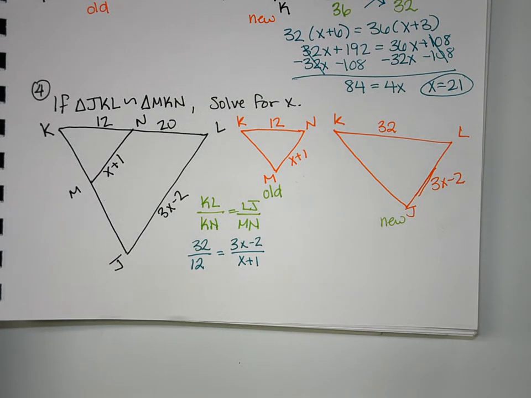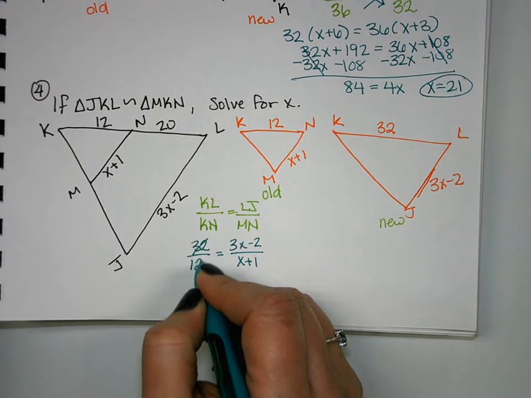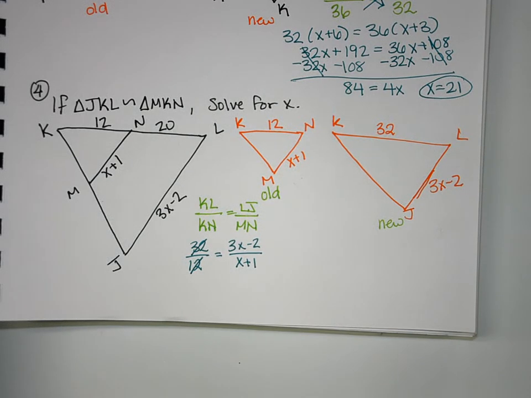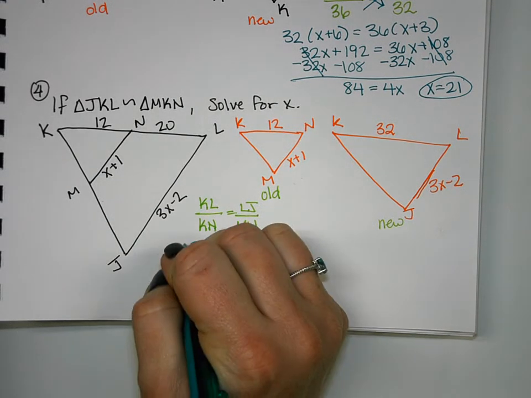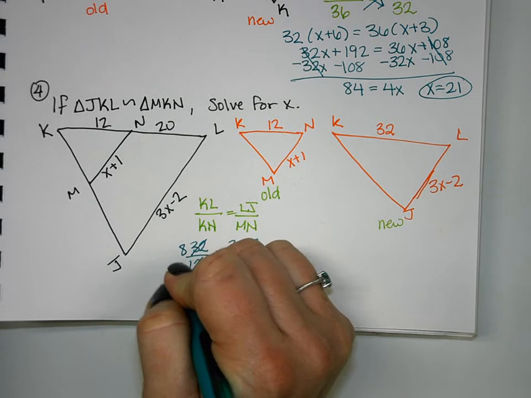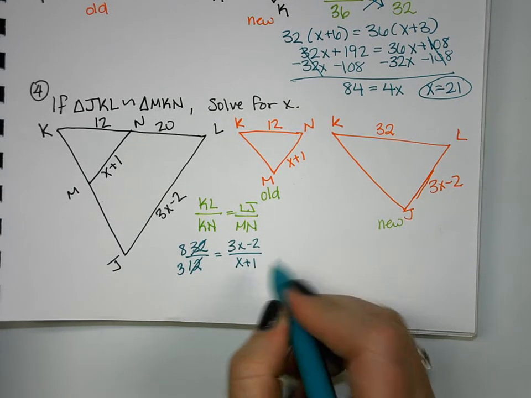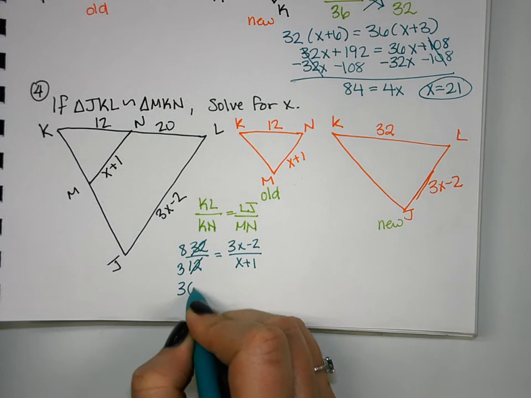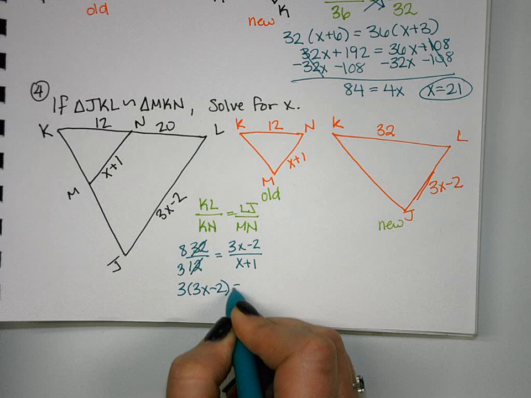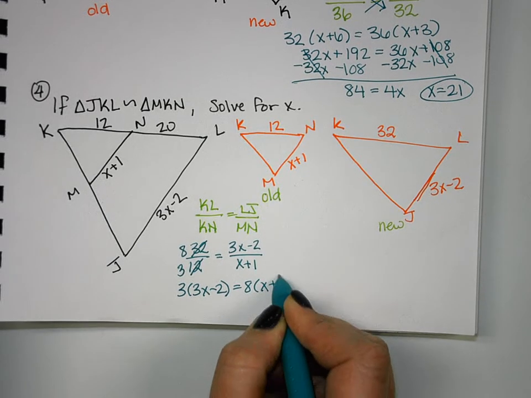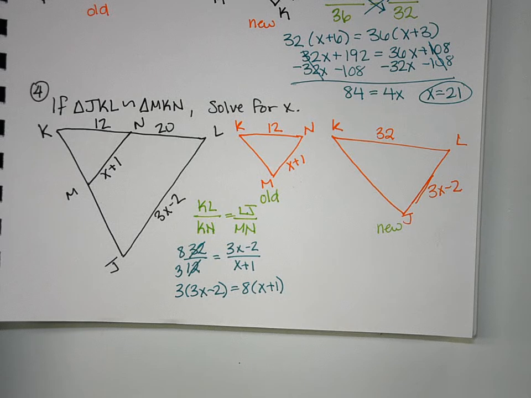I'm going to give you a little tip here. If you can reduce your fractions before cross multiplying, it'll make your numbers smaller so you don't have as big of numbers to work with. You won't get a different answer, you'll get the same answer. But I'm going to reduce these two numbers so I can get some smaller ones to work with. So when I reduce them both by 4, I get 8 over 3. So when I go to do my cross multiplying, I'm going to have 3 times 3x minus 2 and 8 times x plus 1. It just made my numbers a little bit smaller so that I can work a little bit easier with it.